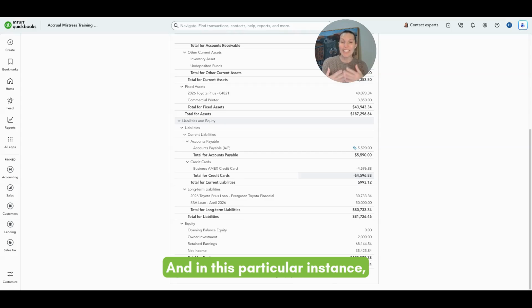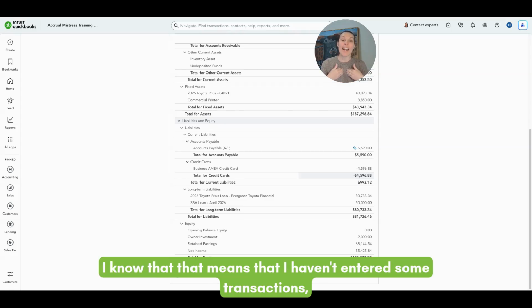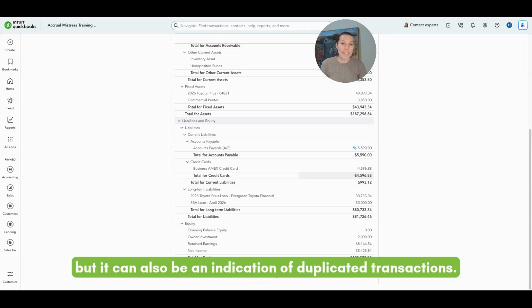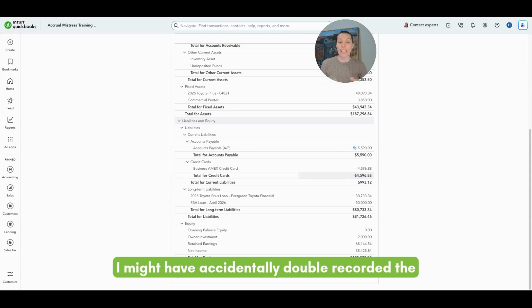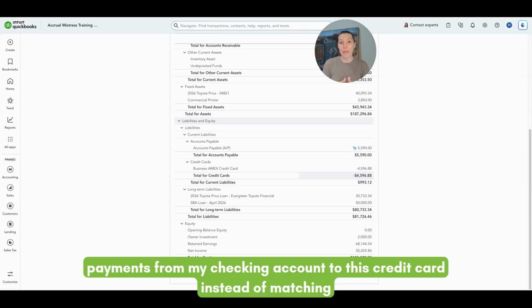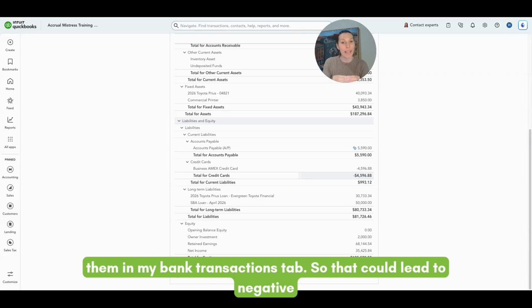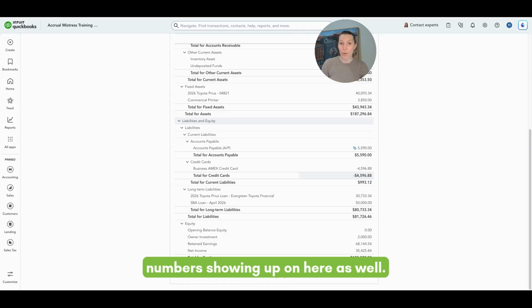And in this particular instance, I know that that means that I haven't entered some transactions. But it can also be an indication of duplicated transactions. I might have accidentally double recorded the payments from my checking account to this credit card instead of matching them in my bank transactions tab. So that could lead to negative numbers showing up on here as well.